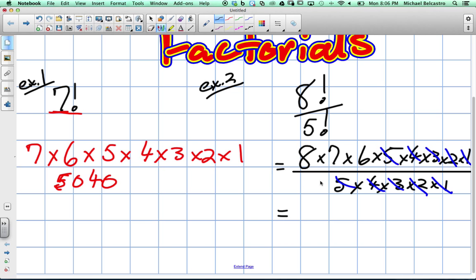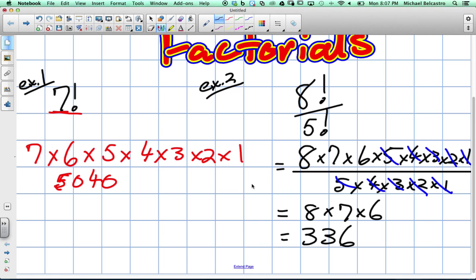So the question has been simplified to just 8 times 7 times 6. And what did it end up being? 336, looks like. Okay, so there's our 336. So that's how we can simplify.